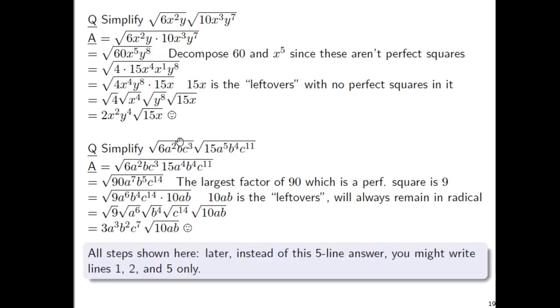Now, I tried to show a lot of steps. There's even technically, I guess, some skipped steps here, but let's say on some level many steps were shown, and later, instead of showing this answer, which is 5 lines long, you might feel comfortable just writing from the answers here, line 1 of the answer, line 2 of the answer, and then line 5. If you get there, fine. I just wanted to show some work so that if I skip too much, it might be confusing what's going on.